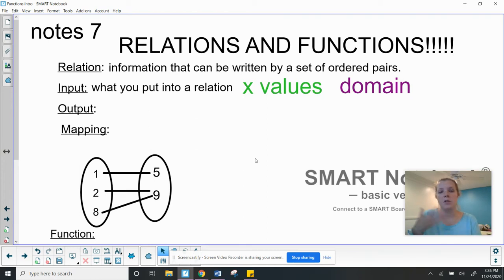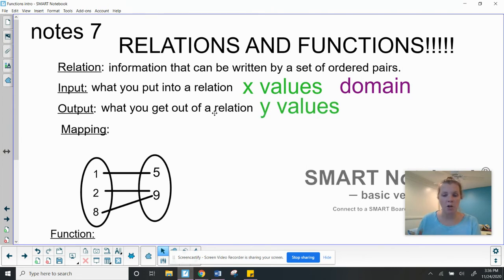Again, an input is what you put into the relation. An output then is what you get out of the relation. It's the answer, what comes out. Another way, the opposite of the x value is the y value. So the outputs are the y values, the answers, and then it's also the range. So the domain and the range, those are new vocabulary words for you. We do need to be able to use those. So domain always goes with the input. The range always goes with the output.